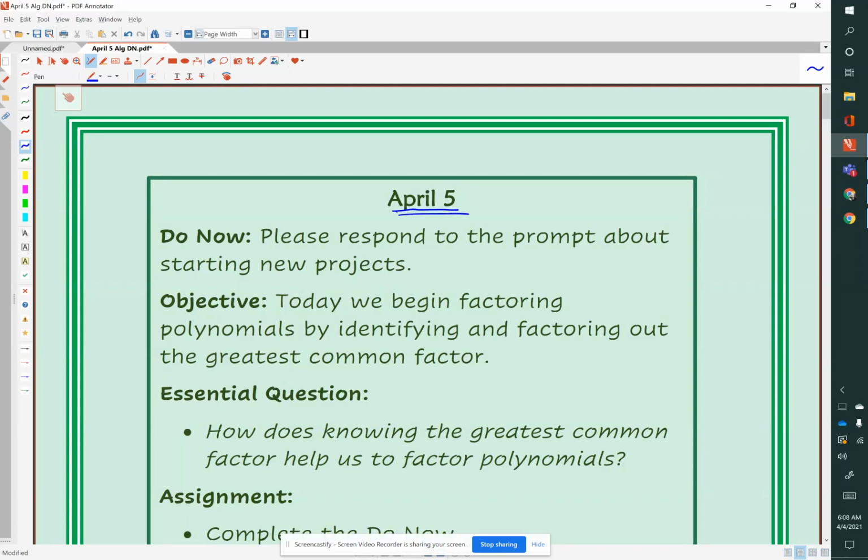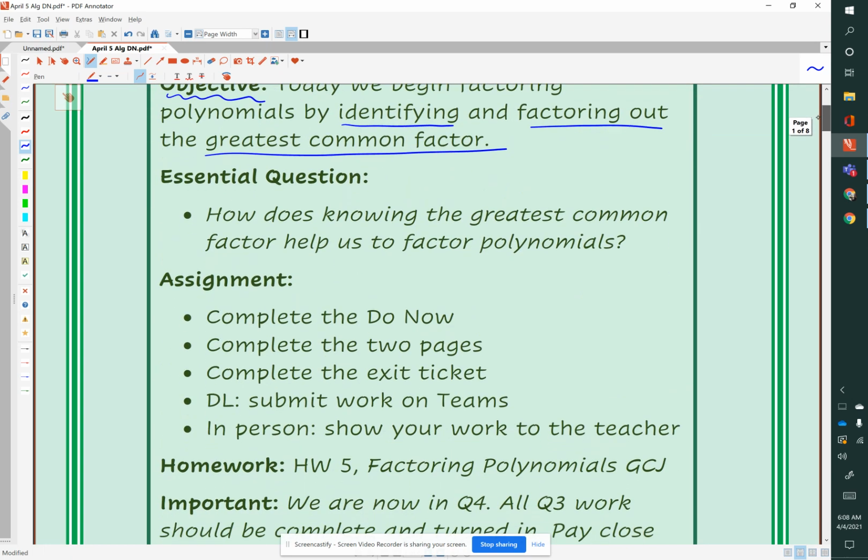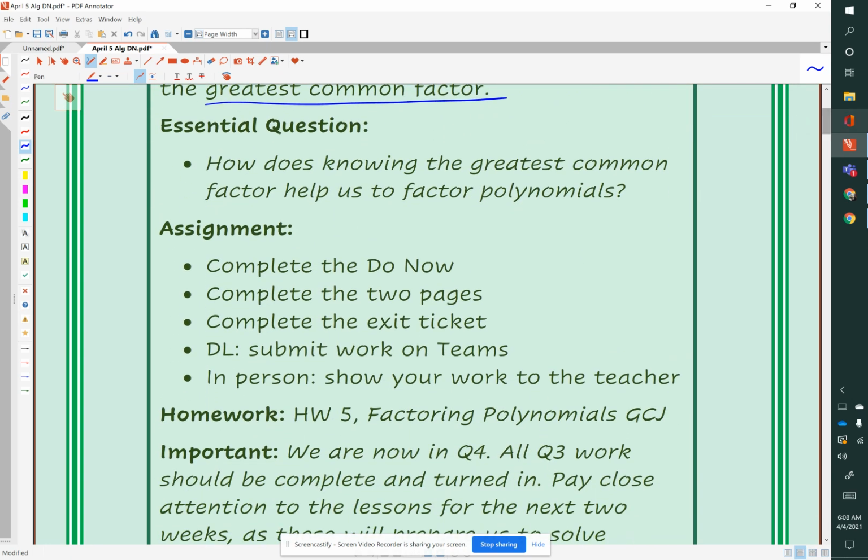Spring is here, and we'll start today with our Do Now. We have a prompt I'd like you to respond to about starting new projects. Our objective today will be to begin factoring polynomials. We will identify and factor out the greatest common factor. Our essential question: how does knowing the greatest common factor help us to factor those polynomials?